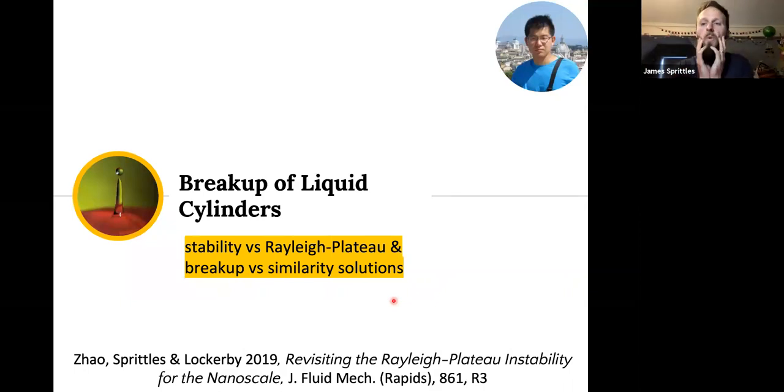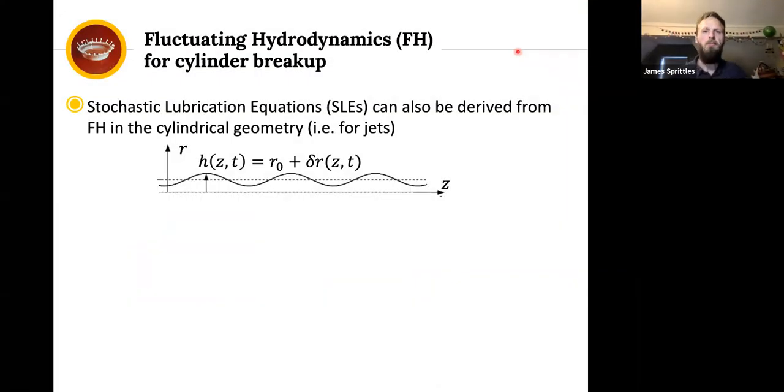Okay, so where this all started was actually by looking at cylinders, but it made sense to talk about the planar case first because Cartesian coordinates are easier than cylindrical coordinates, essentially. So this was Chengxi's project. And so the setup, as I said, is the same as before. We now have some height, which is a radius with a perturbation, a function of the axial direction z.